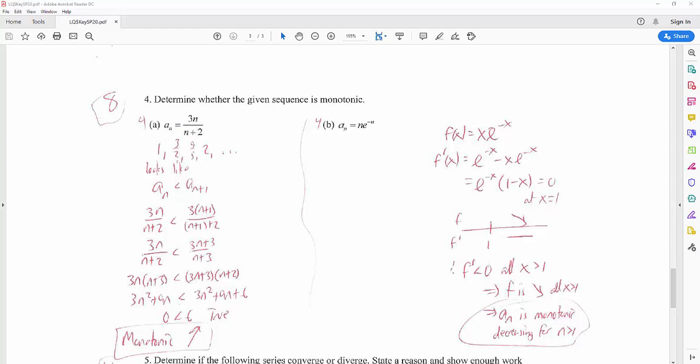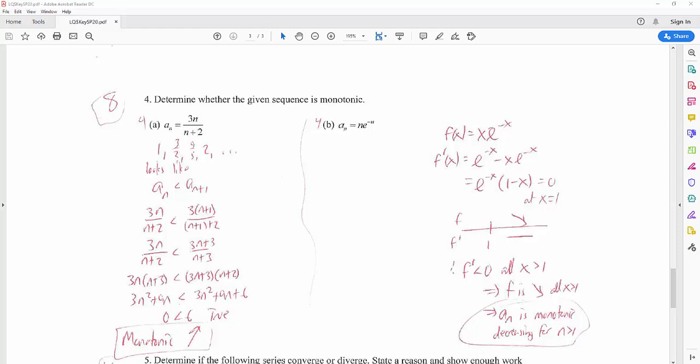So what I do is I look at the function of the reals, f of x equals x e to the negative x. That function of the reals, x e to the negative x, is identical to the function of the positive integers, n e to the negative n. They're exactly the same. So whatever the behavior of the function of the reals, f of x, is, the function of the positive integers, a sub n, has to have the exact same behavior. It's along for the ride.